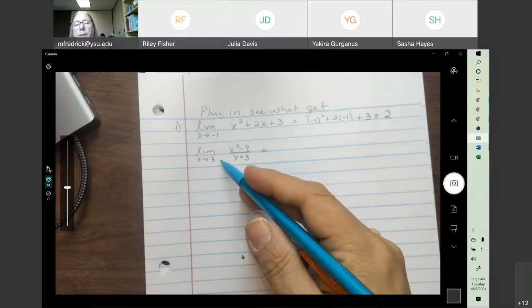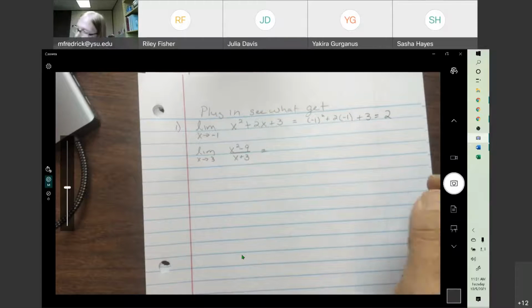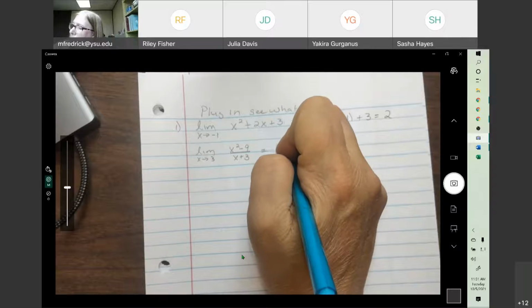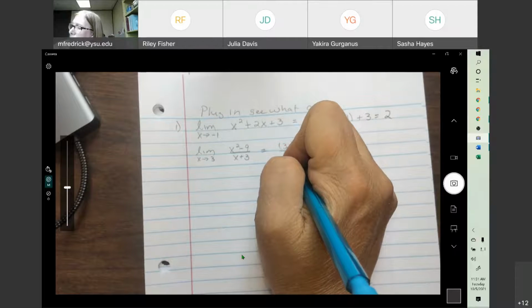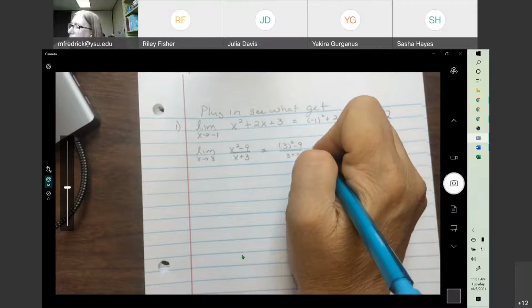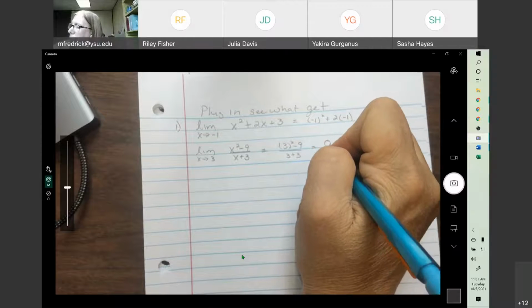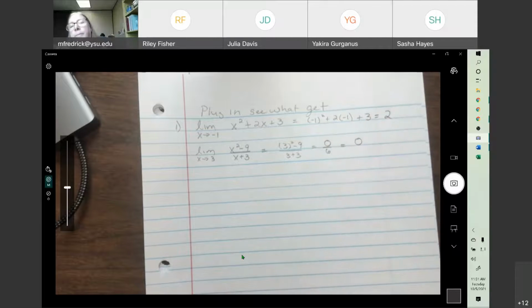Okay, so we can plug in 3. 3 squared minus 9 over 3 plus 3. 0 over 6, which is 0. So rule of thumb, when you first get it, plug it in and see. If you get an answer, you're done.